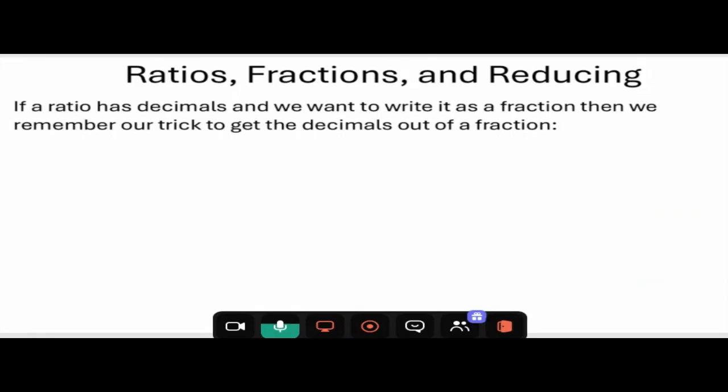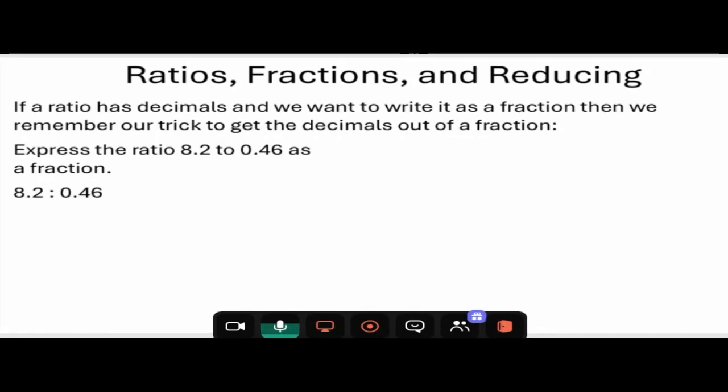If a ratio has decimals in it, this will be nothing new. We've also dealt with decimals in fractions. If we want to write that as a fraction, we remember our little trick that we use to get decimals out of fractions. So for example, we have the ratio 8.2 to 0.46. There it is written as a ratio. There it is written as a fraction, 8.2 over 0.46.